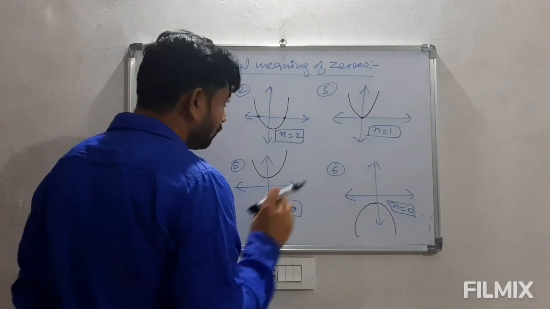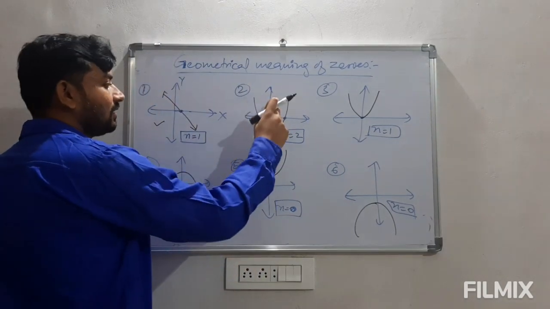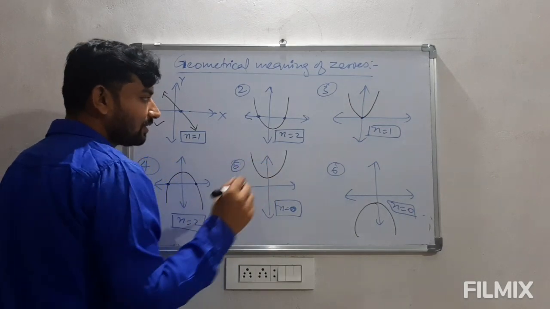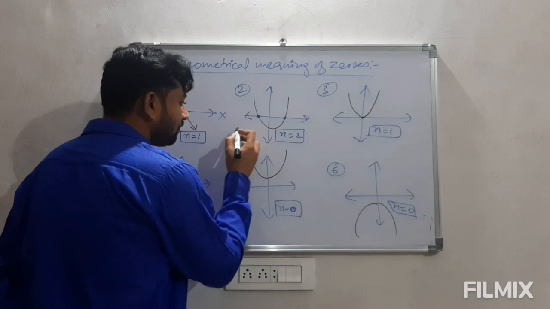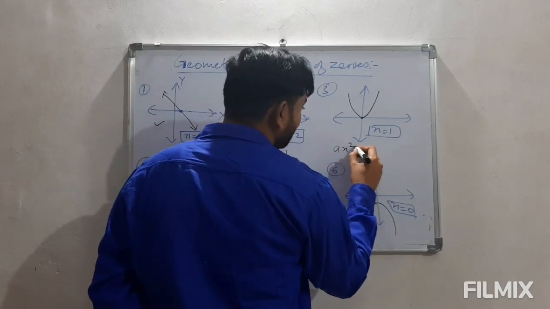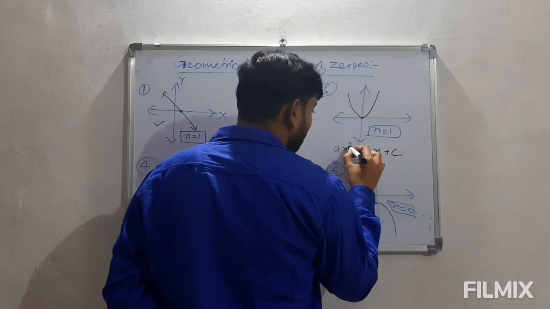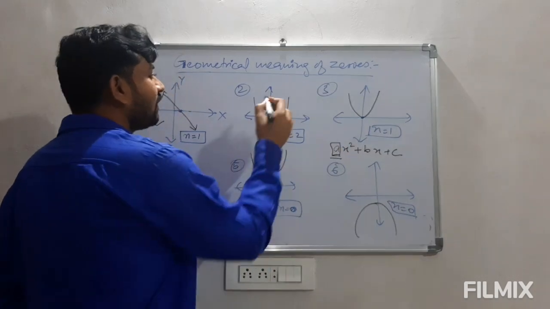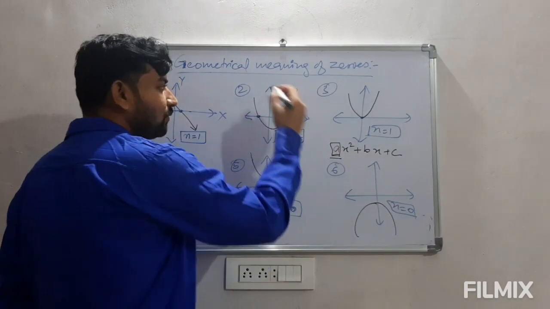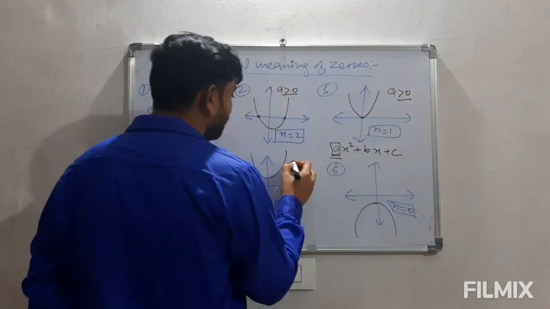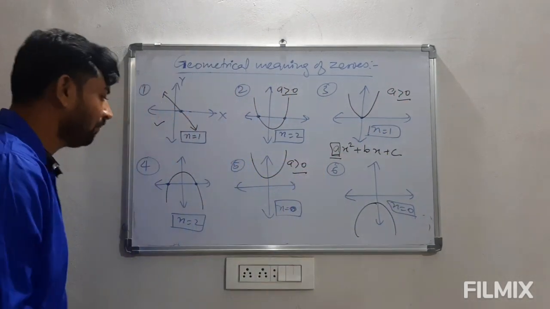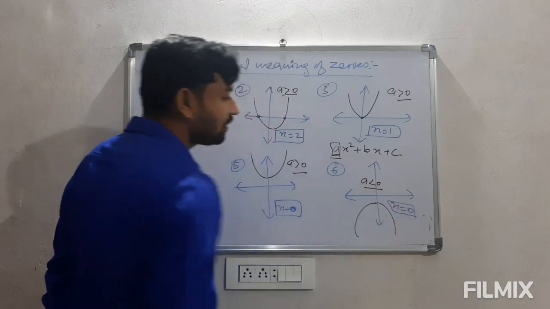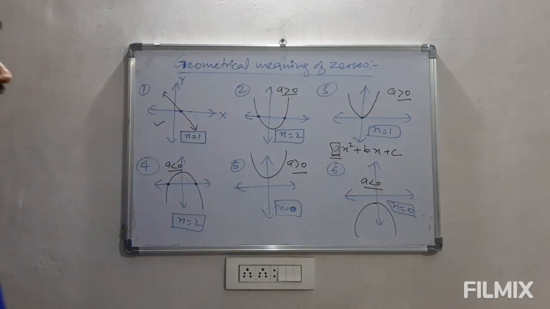First of all, when you observe these, examples 2, 3 and 5 are similar in one sense, that is they open upward. This is because when we write the general form of a quadratic polynomial, it is ax square plus bx plus c. Here the upward or downward nature is defined by the value of a. If the value of a is greater than 0, the graph will be upward. So in all these 3 cases the value of a is greater than 0, and when it is less than 0, the graph will be downward this way. So all this depends on this.